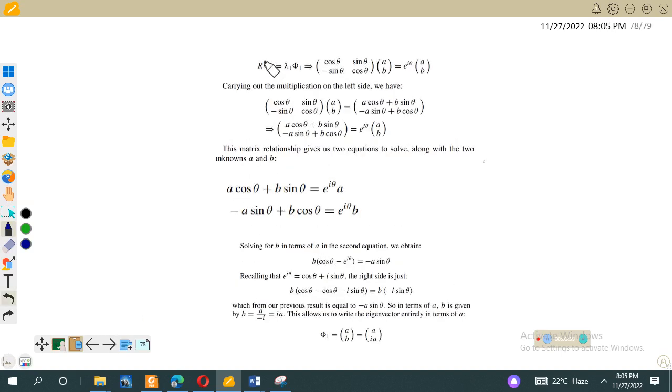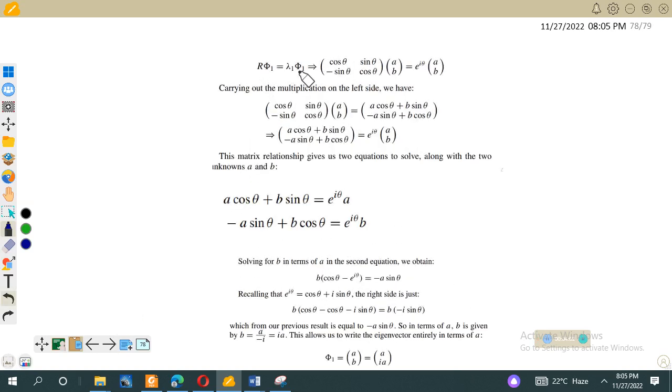If we write R phi 1 equal to lambda 1 phi 1, where R is the given matrix and phi 1 is the eigenvector with components a and b, and lambda 1 is exponential iota theta. Carrying out the multiplication on the left side, if we multiply this matrix by this vector, we get a cos theta plus b sin theta, and minus a sin theta plus b cos theta, and on the right side we have this result.